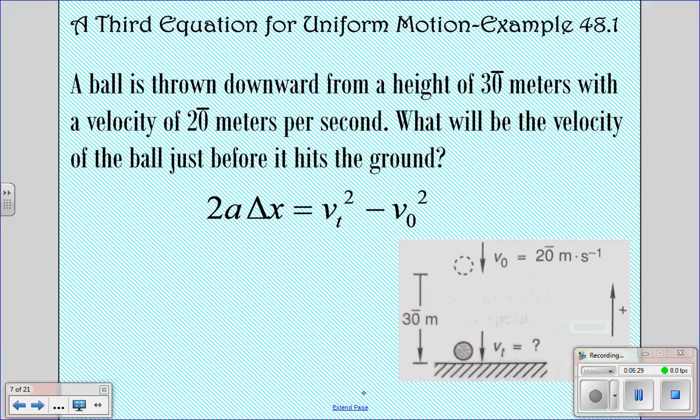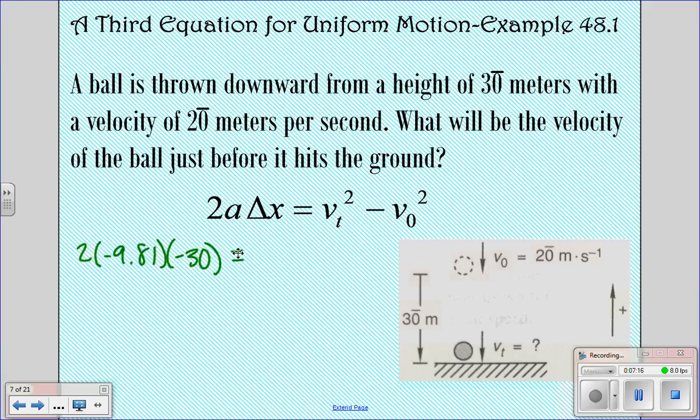So we're going to use the equation in an example. We've got a ball that's thrown downward from a height of 30 meters with a velocity of 20 meters per second. What will be the velocity of the ball just before it hits the ground? So we know that our acceleration is negative 9.81 because that's gravity. It's not dropped, but thrown, so gravity's going to affect it. The height is 30 meters, and so the change in position is going to be negative 30 because it's going to fall 30 meters.